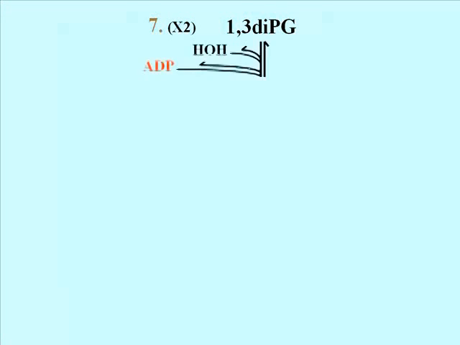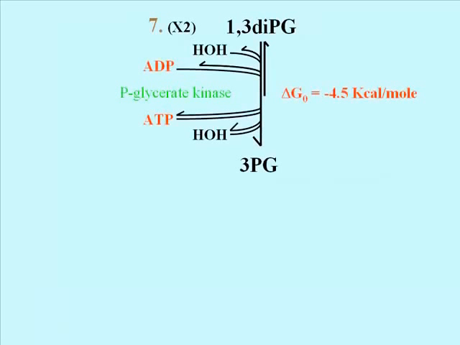In the next coupled reaction, a phosphate is transferred from 1,3-diphosphoglyceric acid to ADP to make ATP by substrate level phosphorylation, leaving behind 3-phosphoglyceric acid. Now remember again, this reaction, like all of those in the second stage of glycolysis, is occurring twice per starting molecule of glucose. The reaction is catalyzed by phosphoglycerate kinase. It's also exergonic with a standard free energy change, delta G0, of minus 4.5 kilocalories per mole.